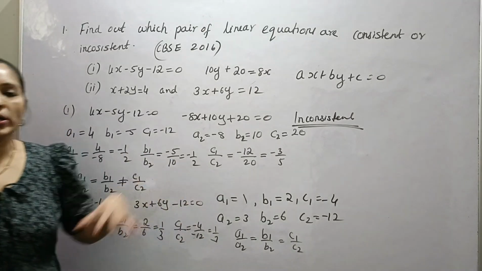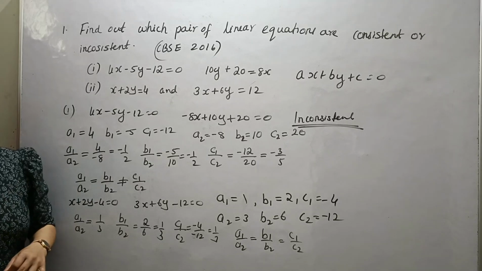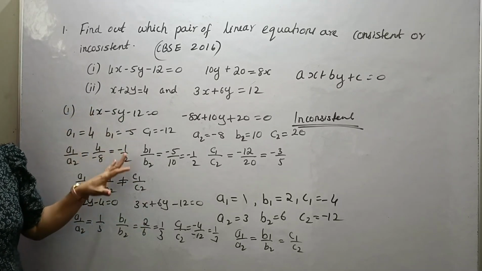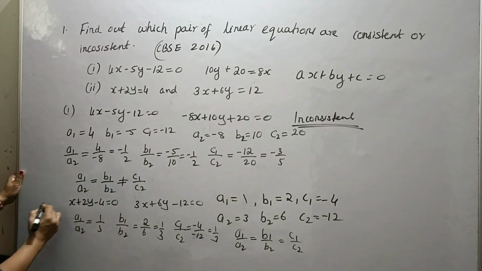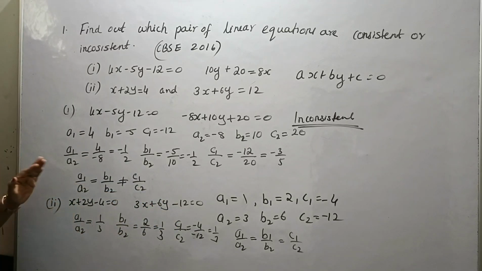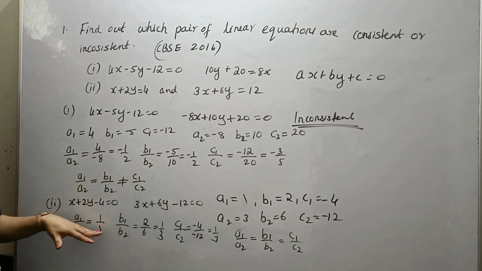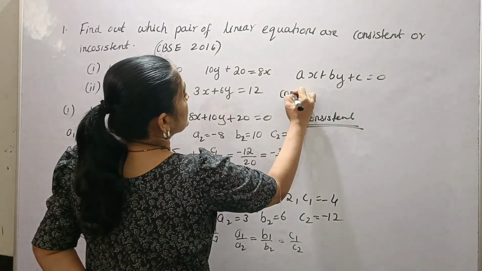If two lines are coincident, then the equations have infinitely many solutions. Therefore, the pair of linear equations is consistent, because these equations have solutions. It is consistent.